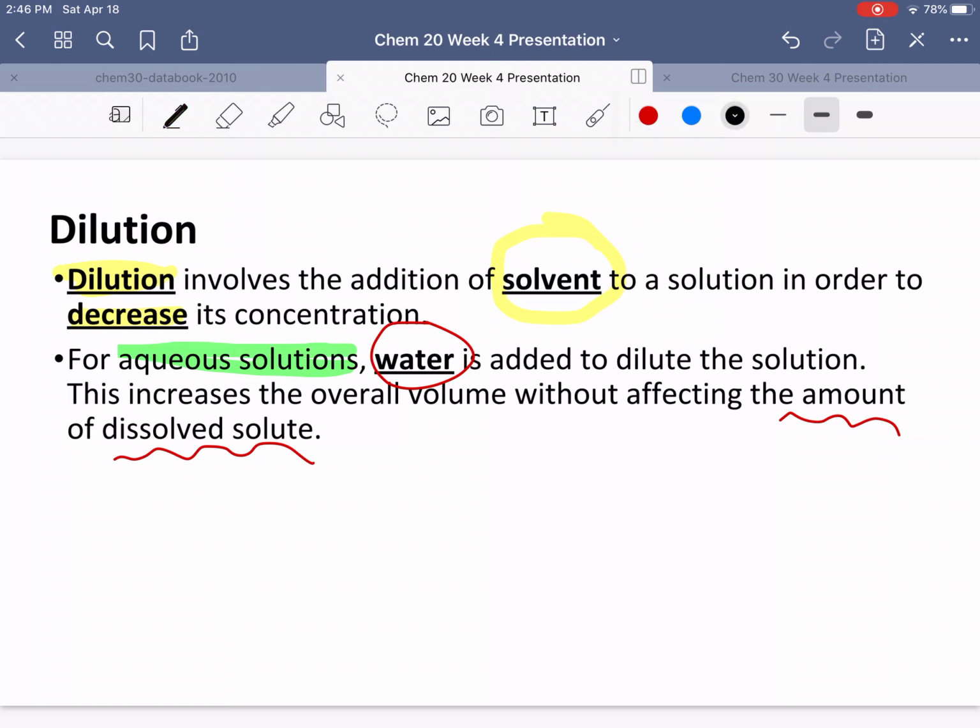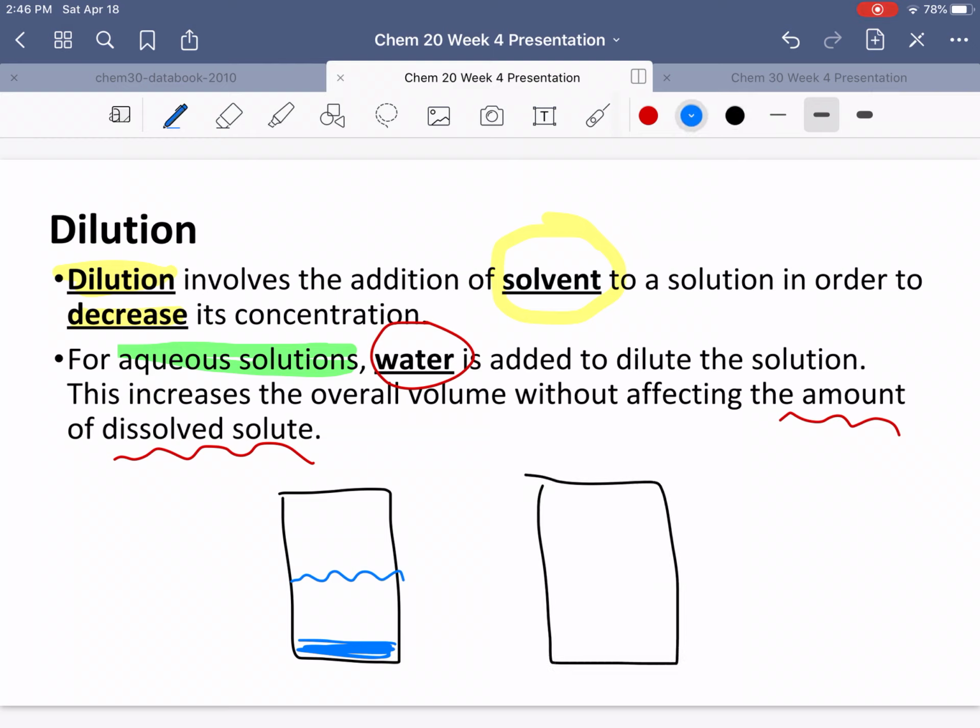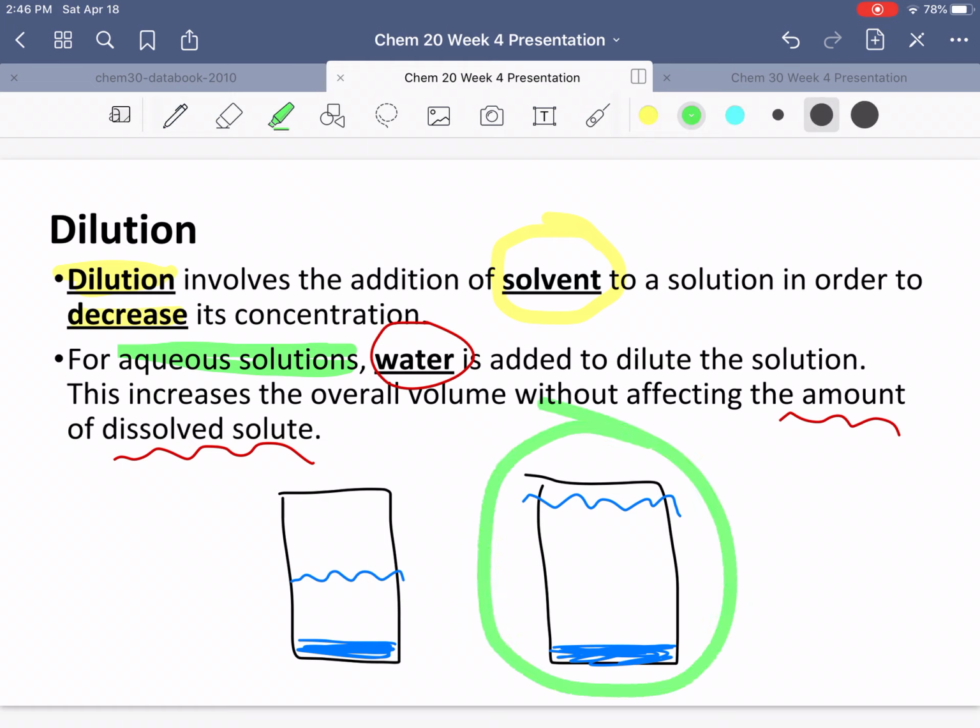If you can almost visualize this, I have a container and, say, the equivalent of 1 mole of something in the bottom, and then I add water up to here. Oh, okay, no big deal. But what if I have the same container and the same amount of solute in there, and instead I add water up to here? All that means is that this one is more dilute. I have more overall volume. The actual amount of what's been originally put in there, though, is the same.